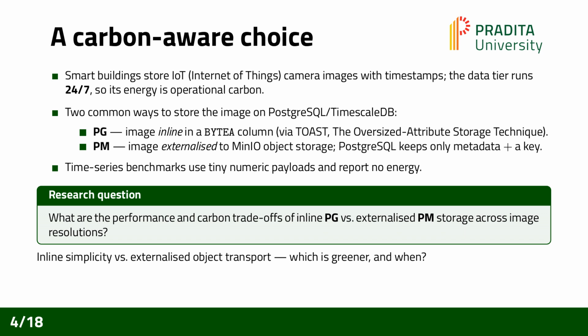The first, which we'll call PG, keeps the image inline, directly inside a BYTEA column, and PostgreSQL quietly moves the large binary aside using a mechanism called TOAST, the oversized attribute storage technique. The second, which we'll call PM, externalizes the image to MinIO object storage and leaves only the lightweight metadata plus a key inside the database.